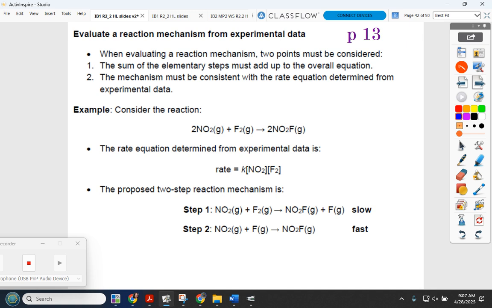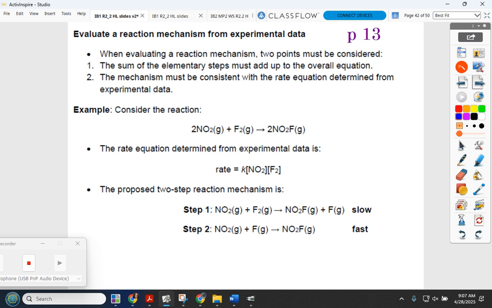if we're given either experimental data or a rate equation that's been derived from experimental data, we can then use that to evaluate a reaction mechanism. So kind of backwards from what we were just talking about with the carbon monoxide, okay? So if we're looking at a proposed reaction mechanism, two things have to be the case in order to say this is a possible mechanism. It has to add up to the overall equation. So when we cancel out things that are on both sides, it has to add up to the equation for the reaction that we know is happening, okay?